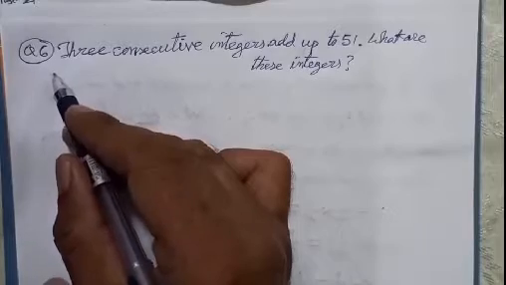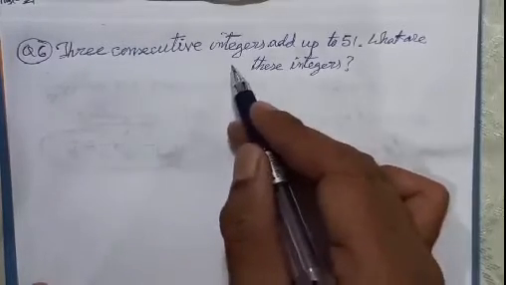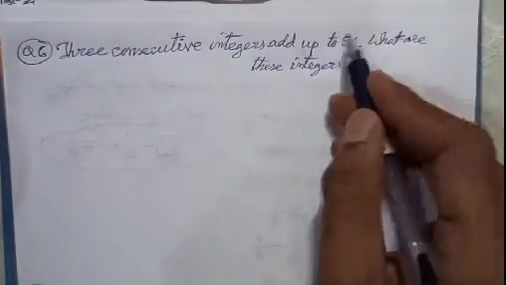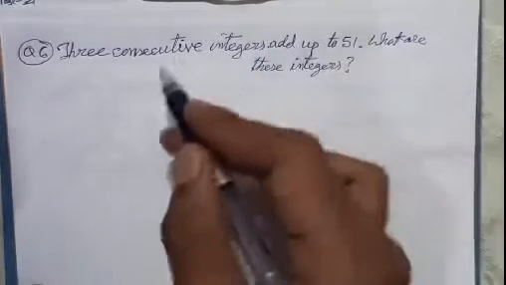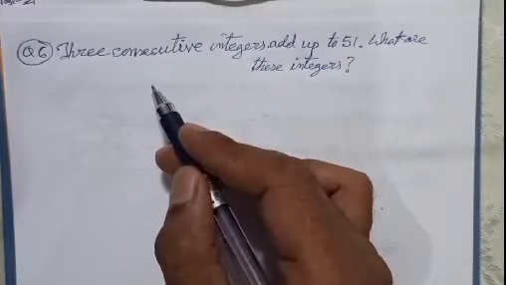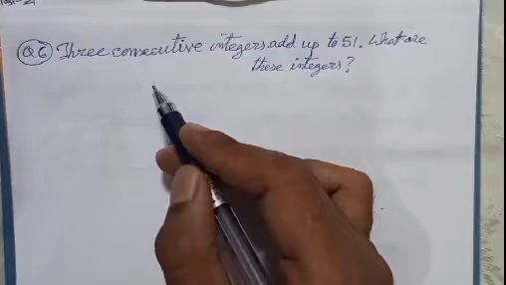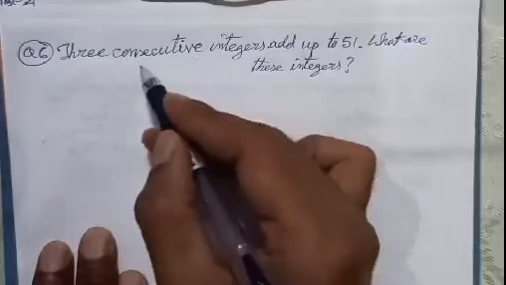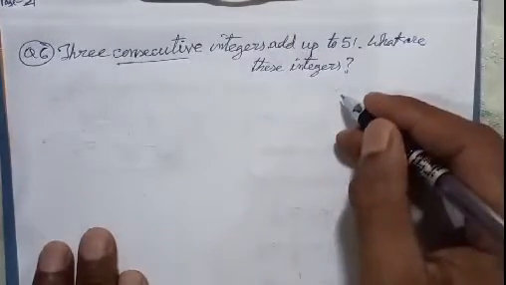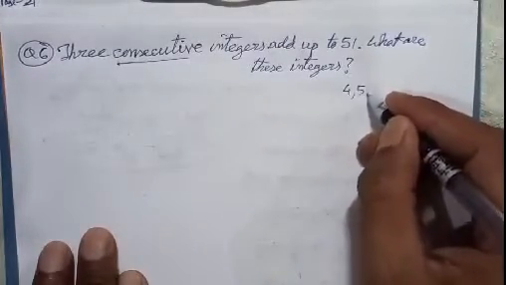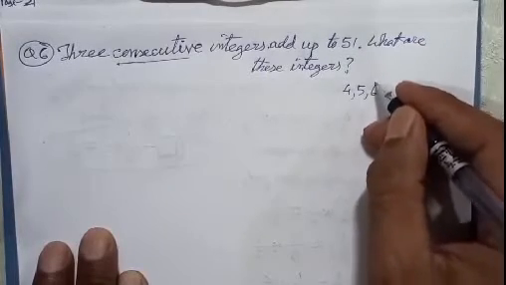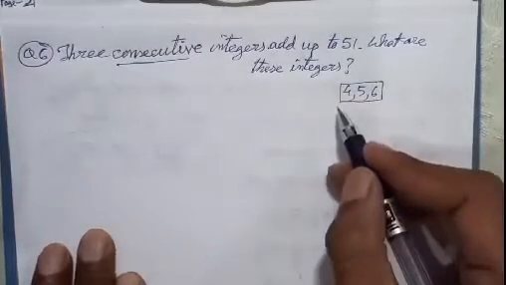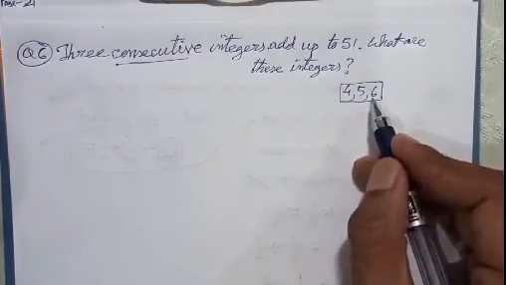Let's study the question. 3 consecutive integers add up to 51. What are these integers? We need to understand the question well. After that, we can solve it. Without understanding the question, you are not able to solve it. So, once again, let us study the question. 3 consecutive integers. What is meant by consecutive? Suppose 4, 5, 6. 4, 5, 6 are called 3 consecutive numbers. Consecutive number means numbers that follow one after another.